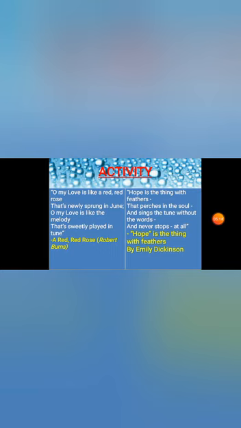Beautiful poem, right? Now moving on to the poem given in column B. It is called Hope is the Thing with Feathers, written by Emily Dickinson.